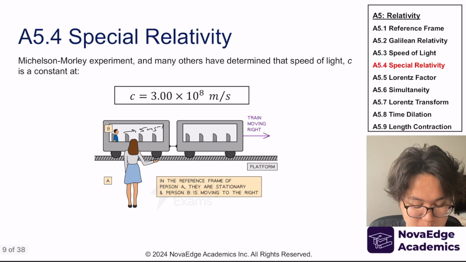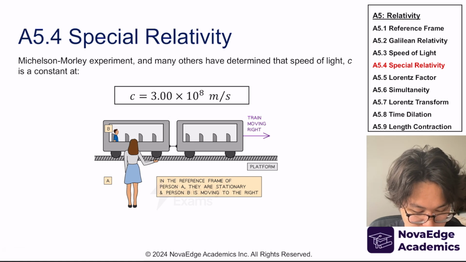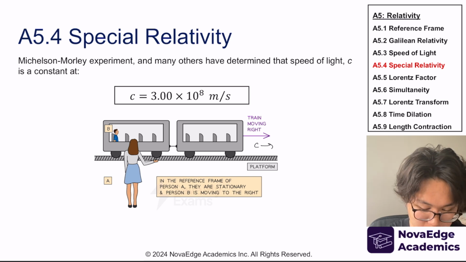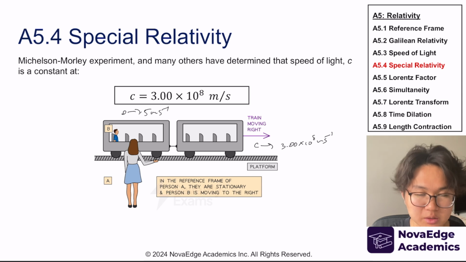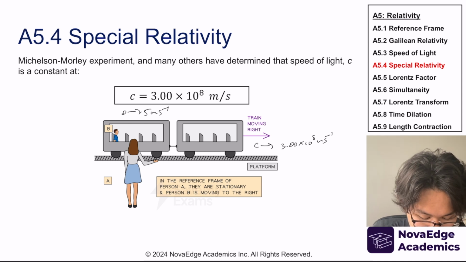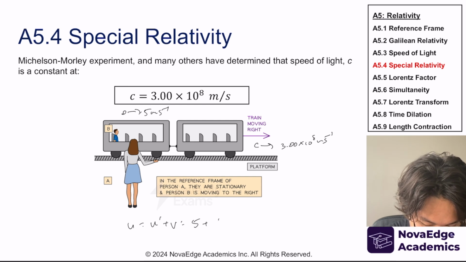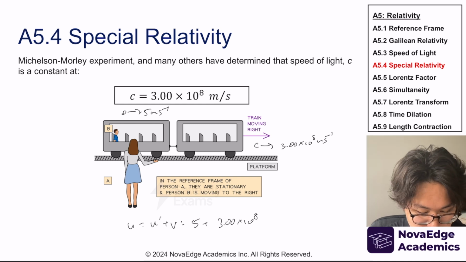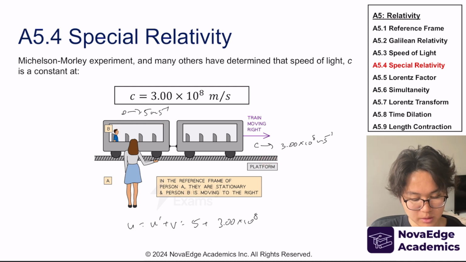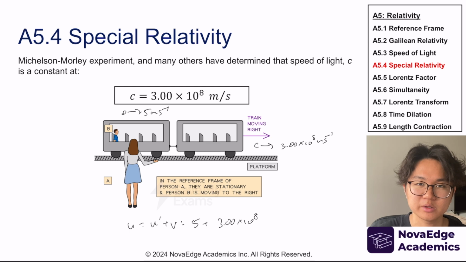Okay? But here is the problem. If I assume the train to be moving at the speed of light, so 3.00 times 10 to the power of 8 meters per second, now if I roll the ball at 5 meters per second, what's the speed that the woman is going to interpret it as? It's going to be u is equal to u prime plus v, which is 5 plus 3.00 times 10 to the power of 8, which is greater than the speed of light. And conceptually it makes sense, right? You're just adding the two. But in theory, this shouldn't be possible because nothing can be at a greater speed than the speed of light.